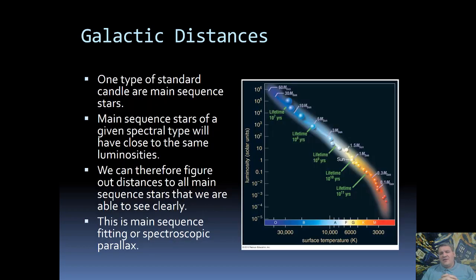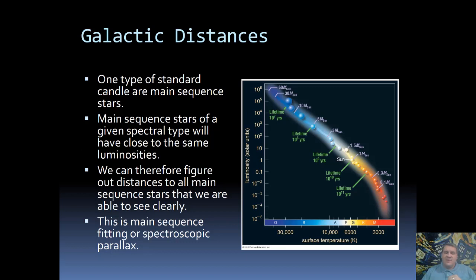One type of standard candle are actually main sequence stars. We kind of touched on this previously when talking about the main sequence, but the idea is that as long as we know the stars on the main sequence, then once we determine the spectral type, we know the luminosity. So, as an example, our Sun is a G2 star. So, if we find another G2 star that's on the main sequence, then it's going to have the exact same position as our Sun, and therefore we already know the luminosity. So, as long as we know what's on the main sequence and we can determine spectral type, we can figure out luminosity and therefore distance.